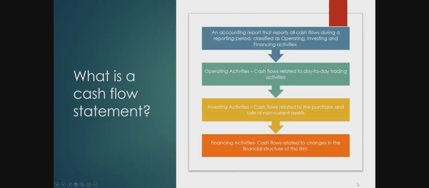So next up is a cash flow statement. This is the thing I tried to show some students in class just yesterday. It's an accounting report that reports all cash flows during a reporting period classified as operating, investing, and financing activities. Operating activities involve cash flows related to the day-to-day activities of the business, while investing activities record the cash flow related to the purchase and sale of non-current assets. Lastly, financing activities are cash flows related to the changes in the financial structure of the firm.